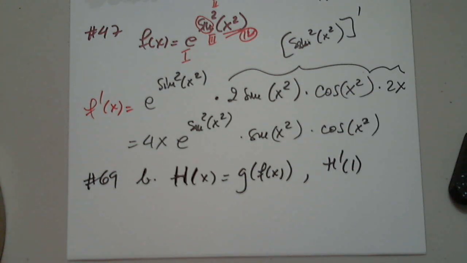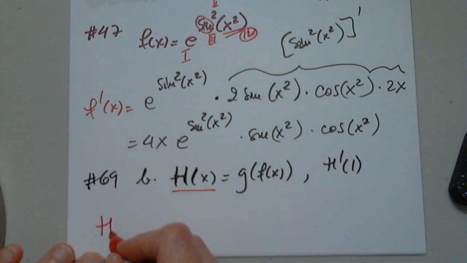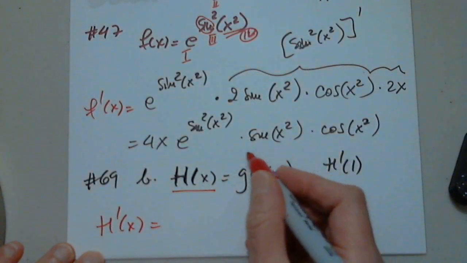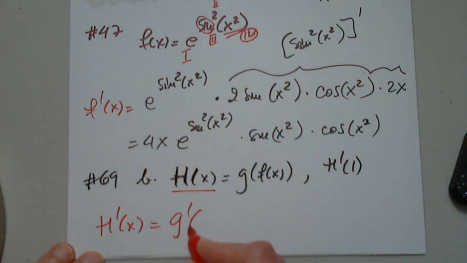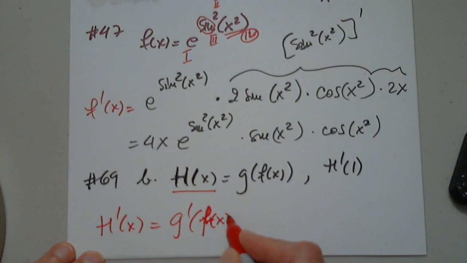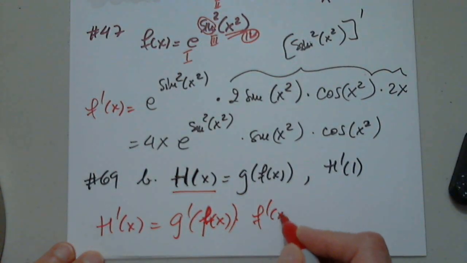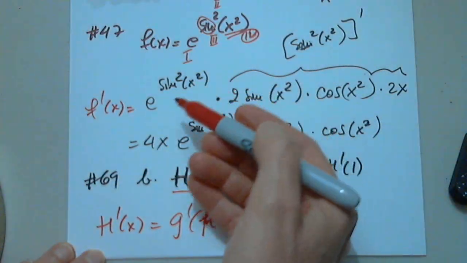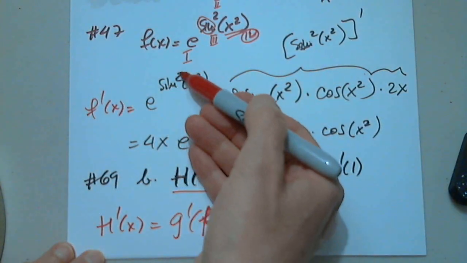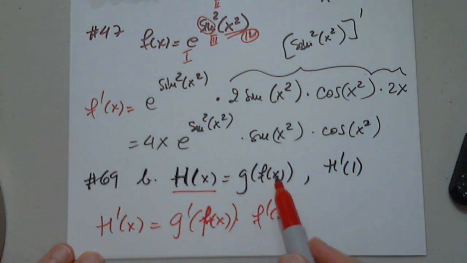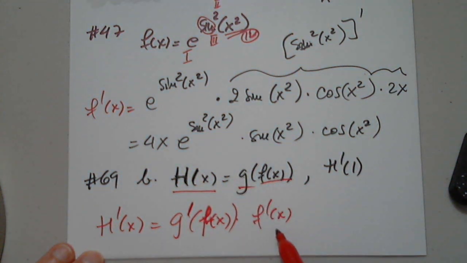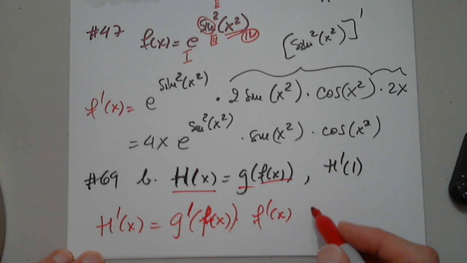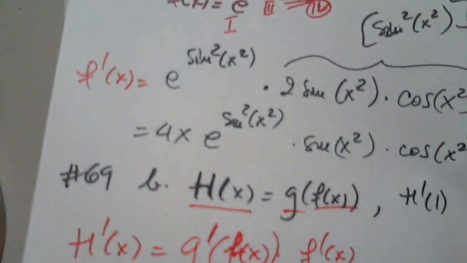H or h prime. Yes, h is given to us. We do not have h prime. Can anyone give us h prime? g prime of f of x times f prime of x. Excellent. The outer, exactly what we did here. The outer, outer, inner, inner. But we only have two here. So we differentiate the outer and then we differentiate the inner. Good.